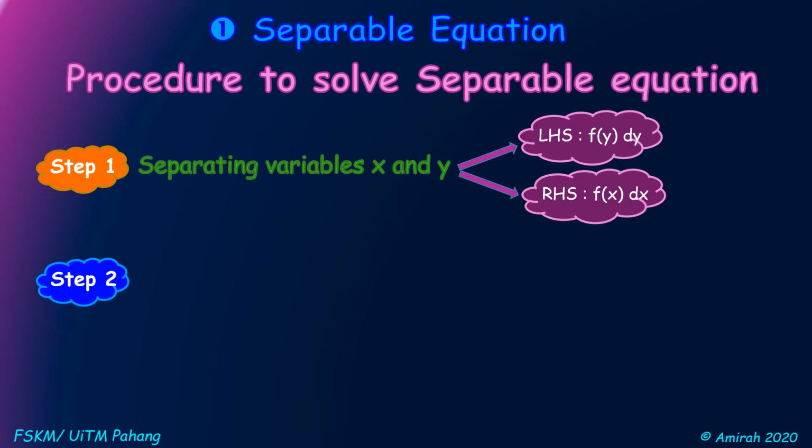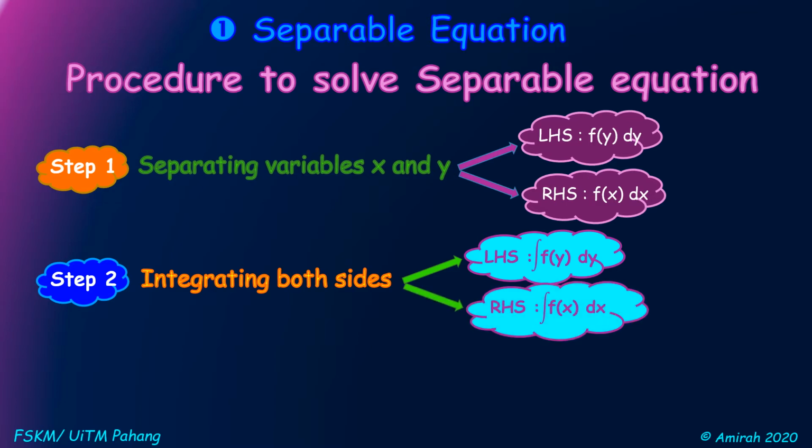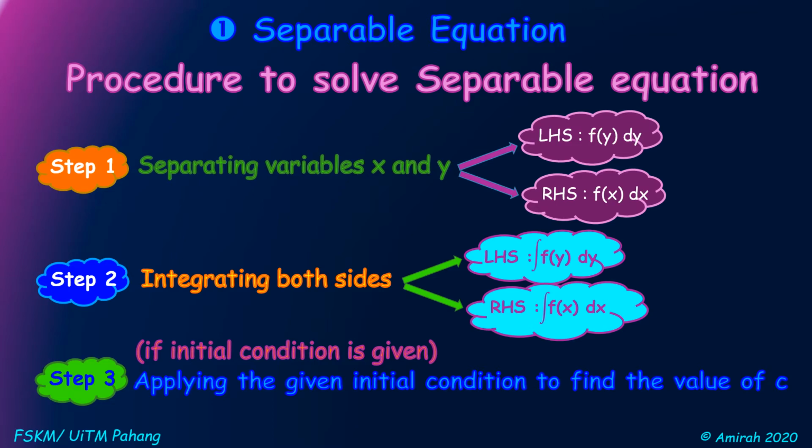Step 2. To solve separable equation, integrating both sides. For left hand side, we integrate variable y and dy. And for right hand side, we integrate variable x dx. If the initial condition is given, we need to continue with step 3: applying the given initial condition to find the value of c.